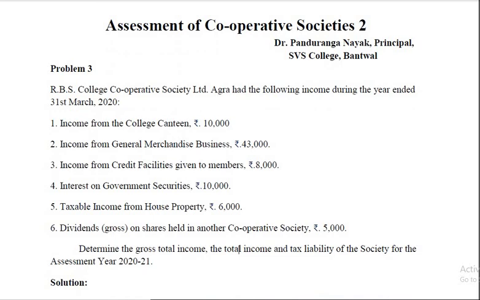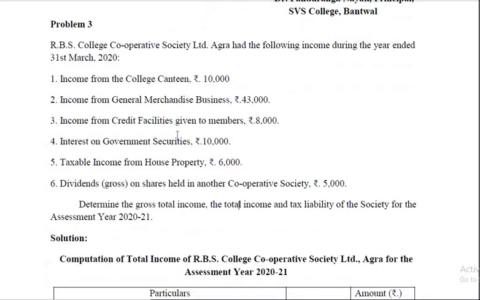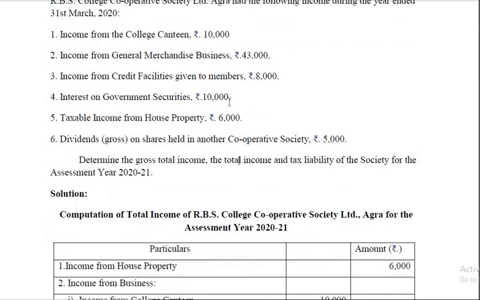RBS College Cooperative Society Limited, Agra, had the following income during the year ended 31st March 2020. Income from college canteen. So this will come under income from business. Income from general merchandise business. This also comes under income from business. Income from credit facilities given to members. Even this one will come under income from business.